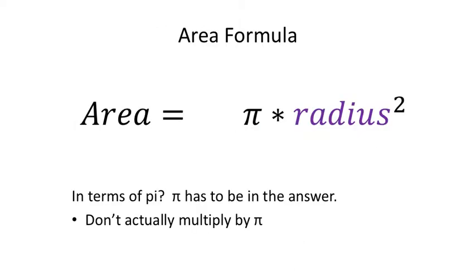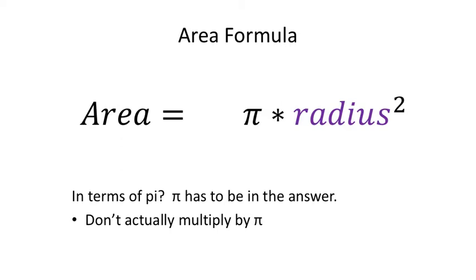So on the worksheet, I just typed it in wrong. It had a 2 right here times pi. Just get rid of that garbage. It was left over from the circumference formula. It's just pi times the radius to the power of 2.